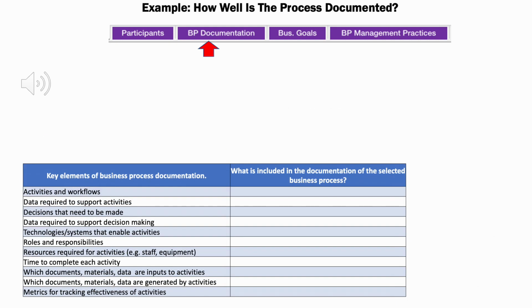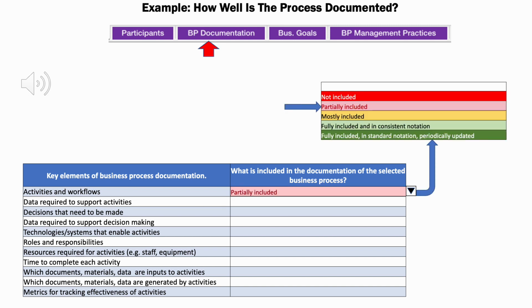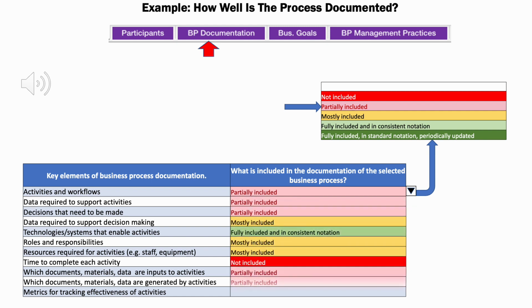To enter the information into these cells, you will click on the cell to get a down arrow symbol and select from a drop-down menu. The list of options in the drop-down menu is included in the worksheet. It should be noted that, based on conversations with many utilities, proper detailed documentation of business processes is very rare.